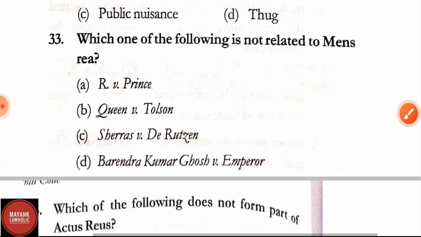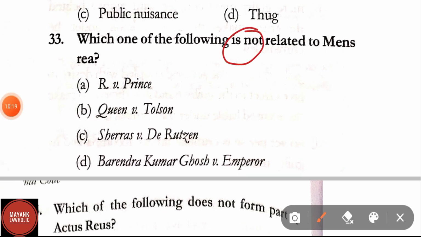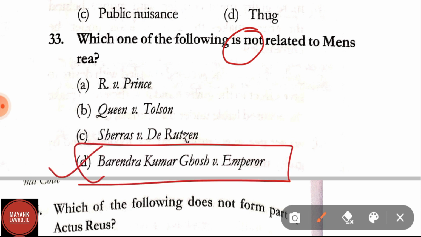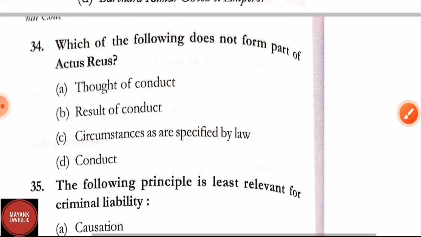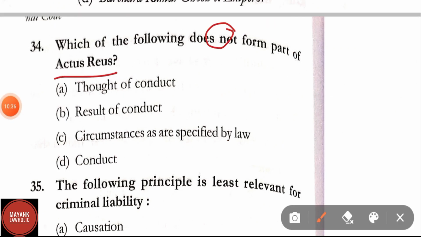Which one of the following is not related to mens rea? Options are R versus Prince, Queen versus Tolson, Sherras versus De Rutzen, and Barendra Kumar Ghosh versus Emperor. Here the correct answer is option D, that is Barendra Kumar Ghosh versus Emperor. This is not related to mens rea. Which of the following does not form a part of actus reus?